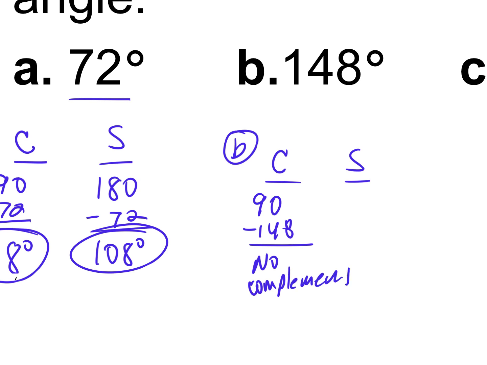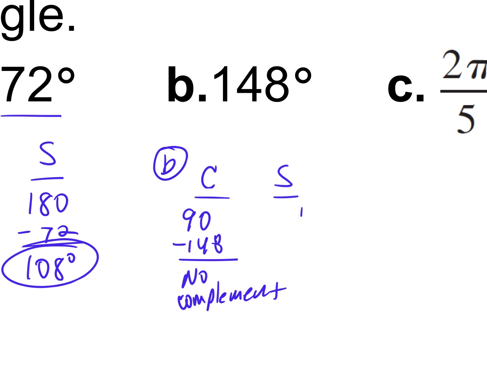Don't just look at it and be like, oh no. On the quiz, I need you to show me, hey, I understand. Complement means I take 90 and subtract the angle from it, so that's why there's no complement, because it's a negative. Don't just tell me no. So supplement, it's what? 180 minus 148. What's 180 minus 148? 32? 32 degrees. So this one has a supplement but no complement.